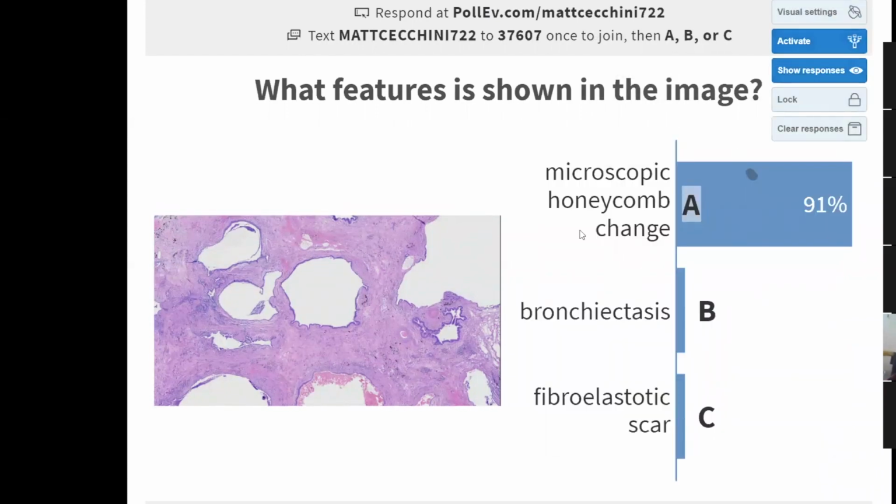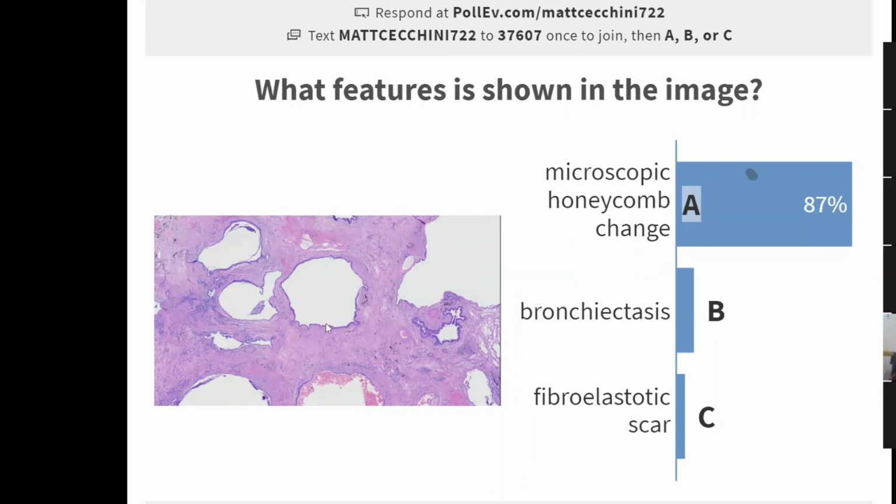Perfect. Yeah, so in fact, this is correct. This is microscopic honeycomb change, where we see these cystically dilated spaces stacking on top of each other with intervening areas of fibrosis. Bronchiectasis is when you have expansion of an airway. Here, this is the actual airway with its paired artery, which is a little bit enlarged but relatively normal. So it's in the differential whether it's honeycomb change or bronchiectasis.